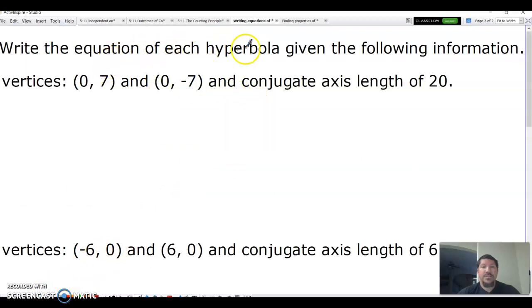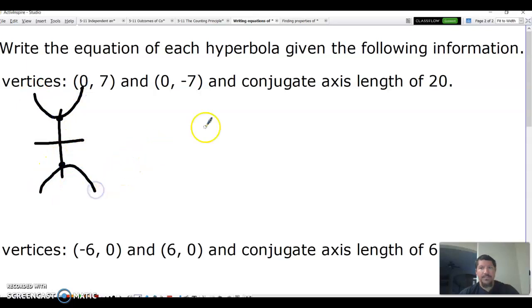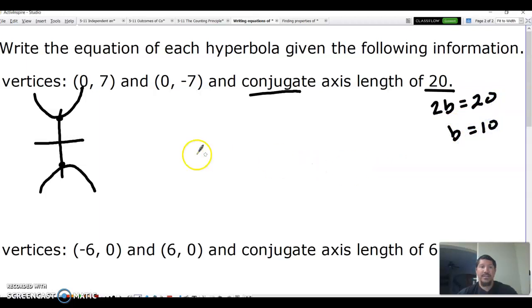Alright, so write the equation of each hyperbola given the following information. We're told the vertices are at 0, 7, and 0, negative 7. So 0, 7 is up here, 0, negative 7 is down here. That means this thing is opening up and opening down. Then it tells us the conjugate axis is 20. So 2b is equal to 20, which means b is equal to 10.